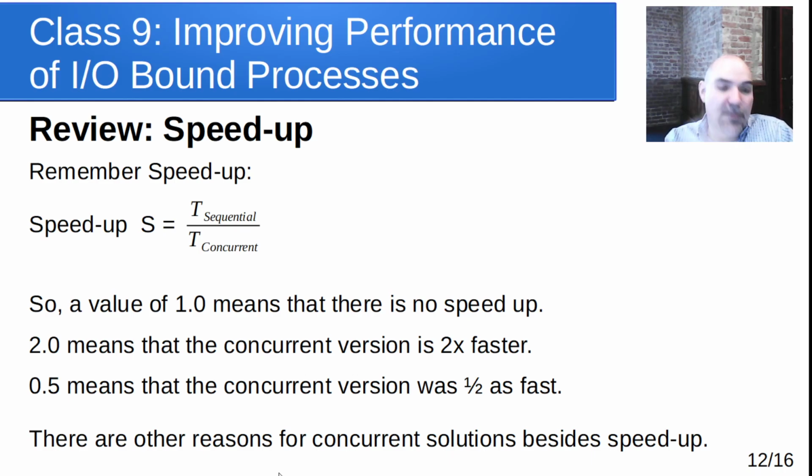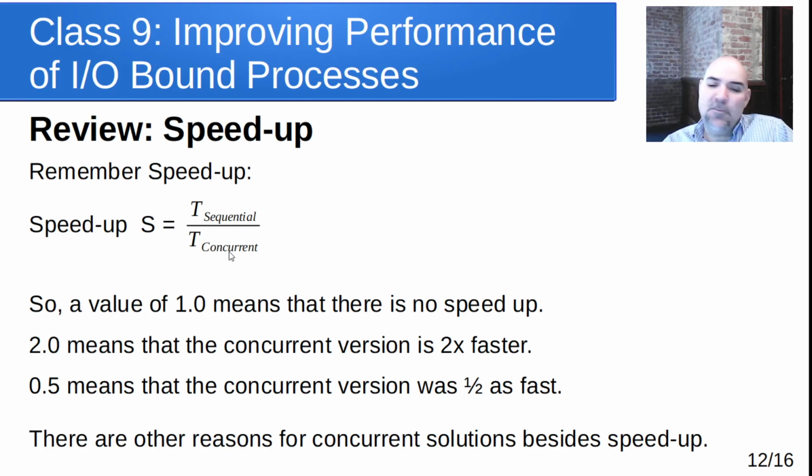All right, so let's do a quick review of speedup. Speedup was essentially the ratio of the sequential time divided by the concurrent time. So if the amount of time it takes for each one is the same, you get a speedup of 1.0. It wasn't any faster. But if the amount of time for the concurrent one was half of the sequential, then we get 1 over 0.5, which gives us 2. So we have a speedup of 2.0 if the concurrent one is twice as fast. If we got 0.5, then the concurrent version was half as fast or slower.